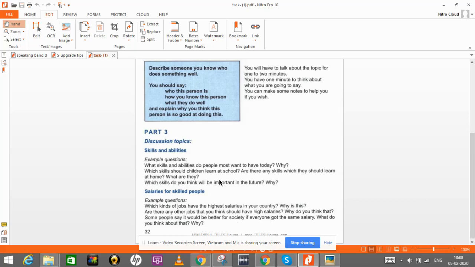Cross checking yourself: even if you have begun answering a particular question, if you realize in the middle that you're not answering it correctly, you can stop and ask the examiner whether you're answering correctly or not. And if not, you can start answering from the beginning, right? So this is what your speaking task is, especially for the discussion topic, part 3.